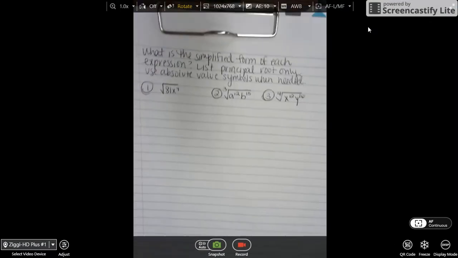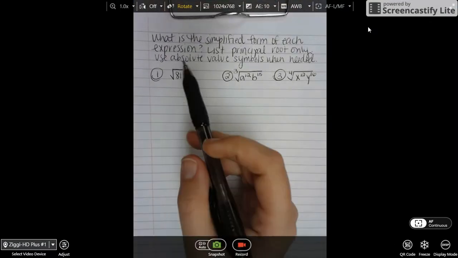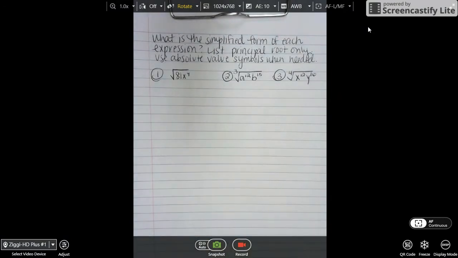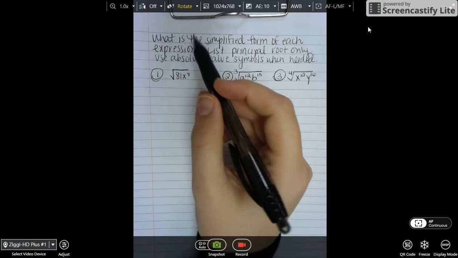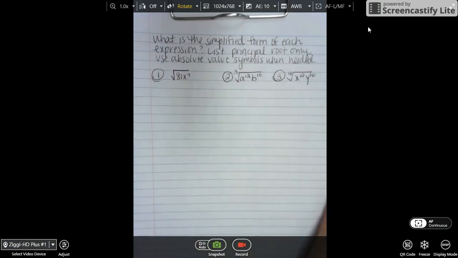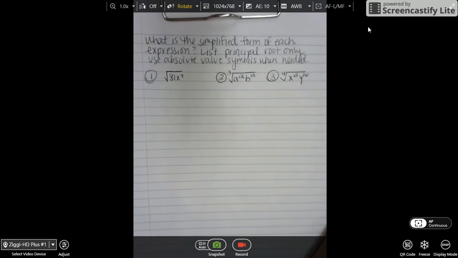All right, so here we have to simplify each expression, and we have to list the principal root only. So that means for even indexes, we just need to list the positive. And we need to use absolute value symbols when needed. We'll talk about that in a second.